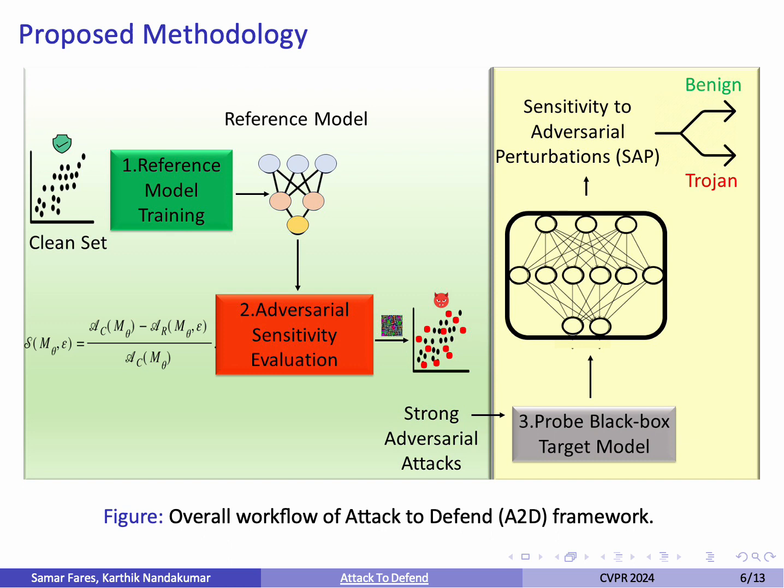Since poison models are expected to have higher adversarial sensitivity than the benign model, the estimated SAP value can be directly used as a measure for detecting poisoned models. The target model is detected as Trojan if its SAP value is greater than the decision threshold. It's worth highlighting that the poison model detector in the proposed A2D framework requires only black box access to the target model.